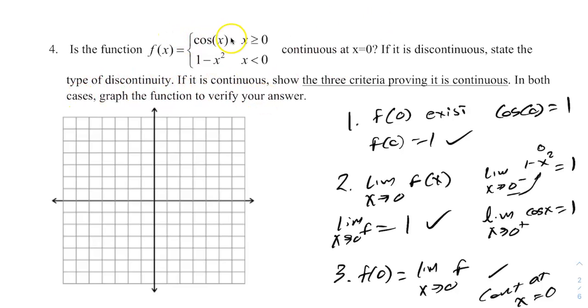In case, graph the function to verify. So we gotta graph the function. So I'm gonna graph cosine. If you remember, cosine starts at the amplitude and then goes down. Looks kind of like this. It doesn't have to be a perfect graph, but there is cosine.